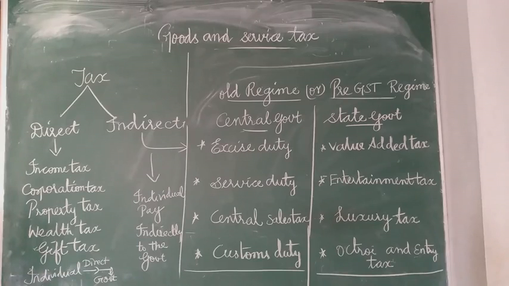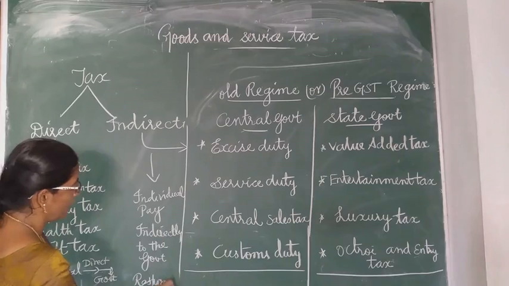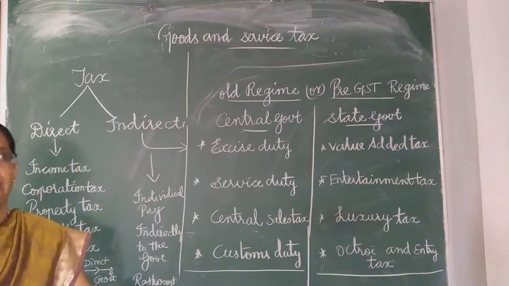For example, taxes which are paid on bills of a restaurant. We are paying the restaurant bill, that is the indirect tax. Indirectly we are paying the tax by paying the restaurant bill. In that restaurant bill, the tax is included, and that is paid by the individual. Indirectly we are paying the tax.